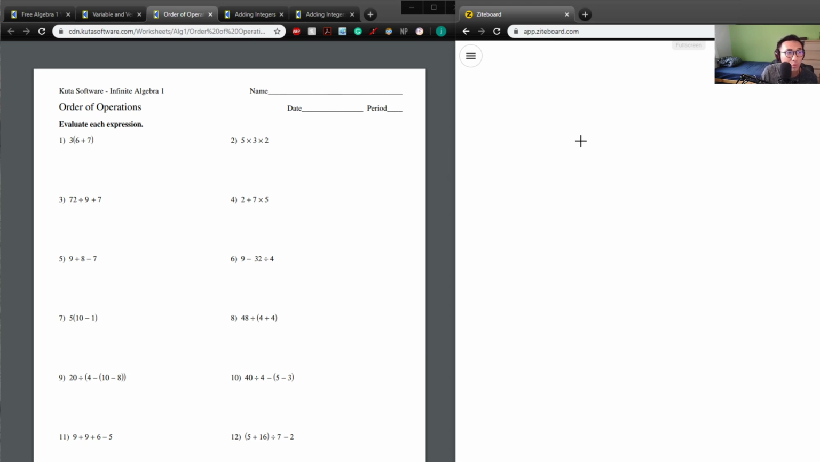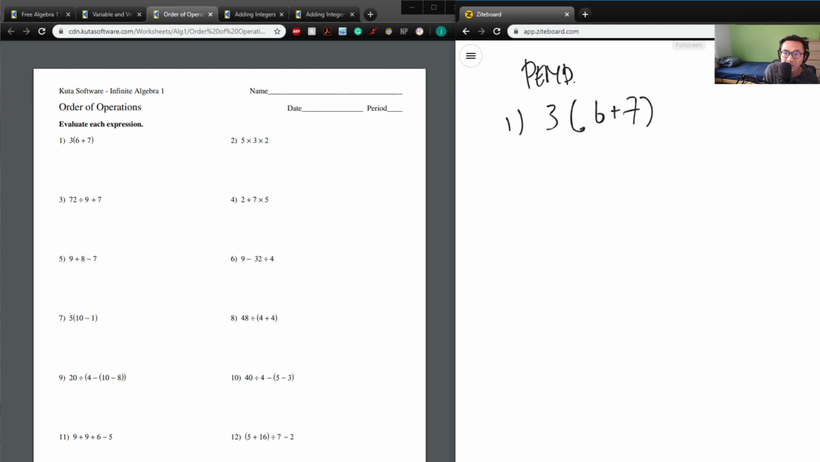So let's do it. So we have our first question here. It says 3, and then there's a parenthesis, 6 plus 7. And I'm going to write PEMDAS here, so it gives you some type of a reference. So again, in PEMDAS, what do we do first? We always do parentheses first, right? So we have 6 plus 7 here in parentheses. We do that operation first. So whatever operation is present in the parentheses, we do those first.